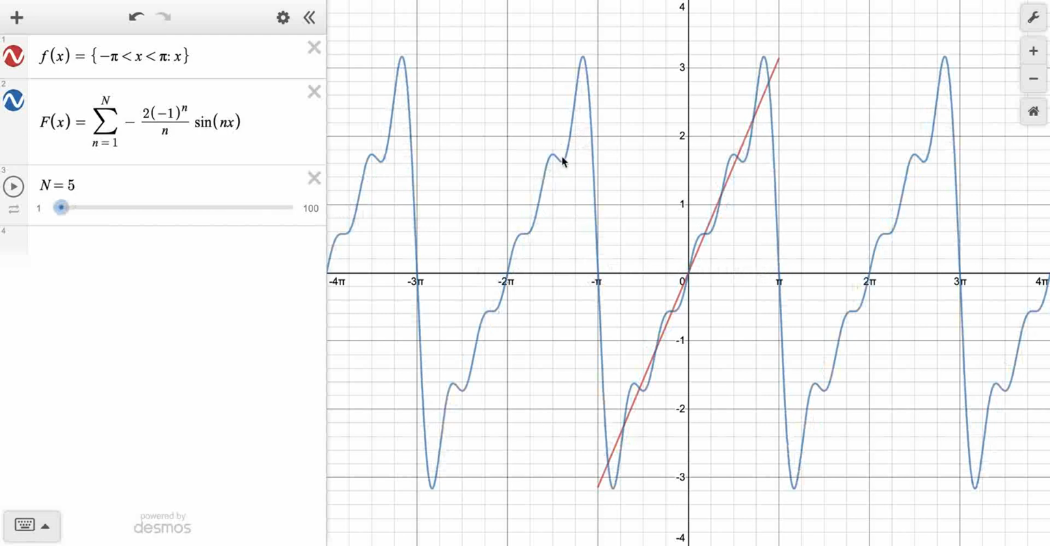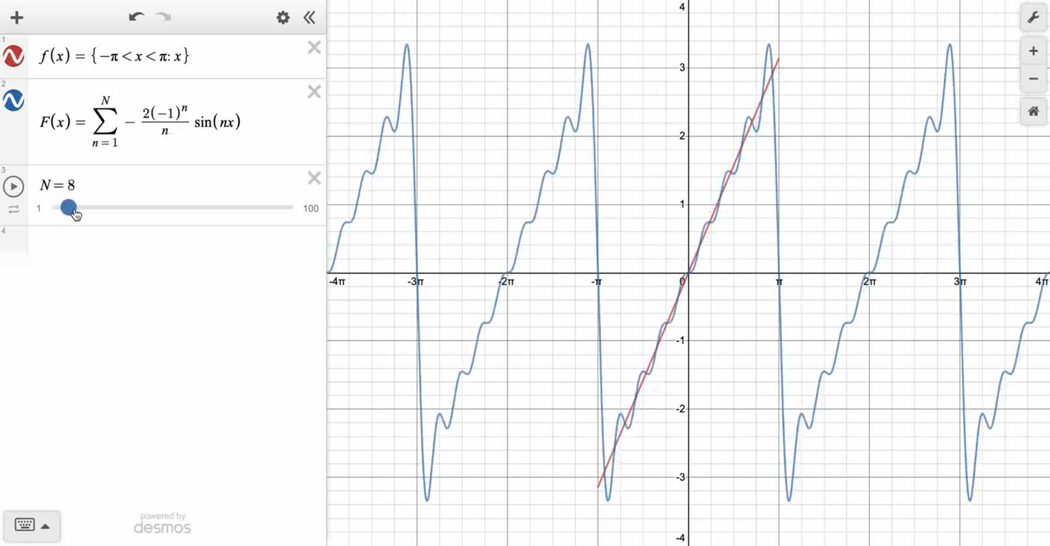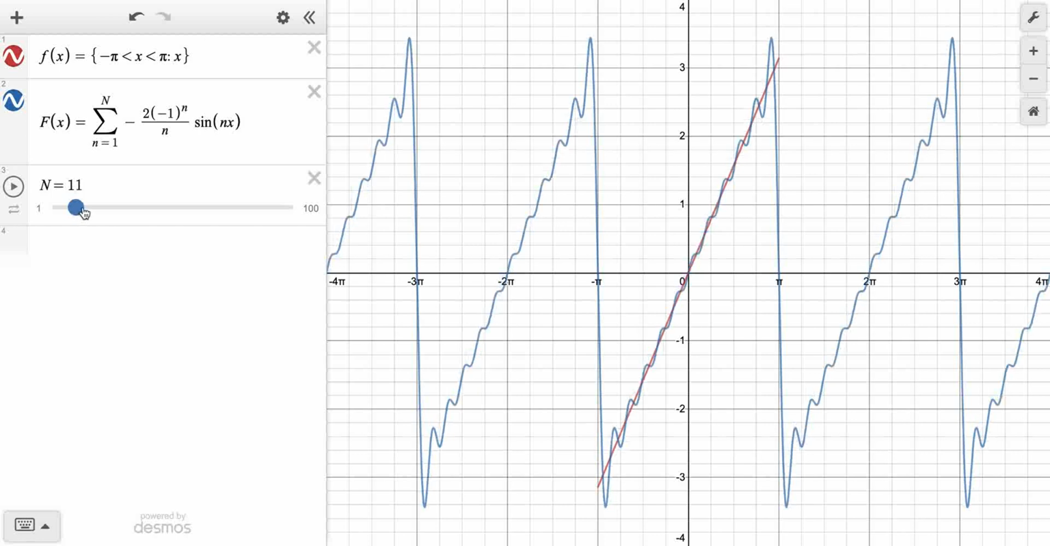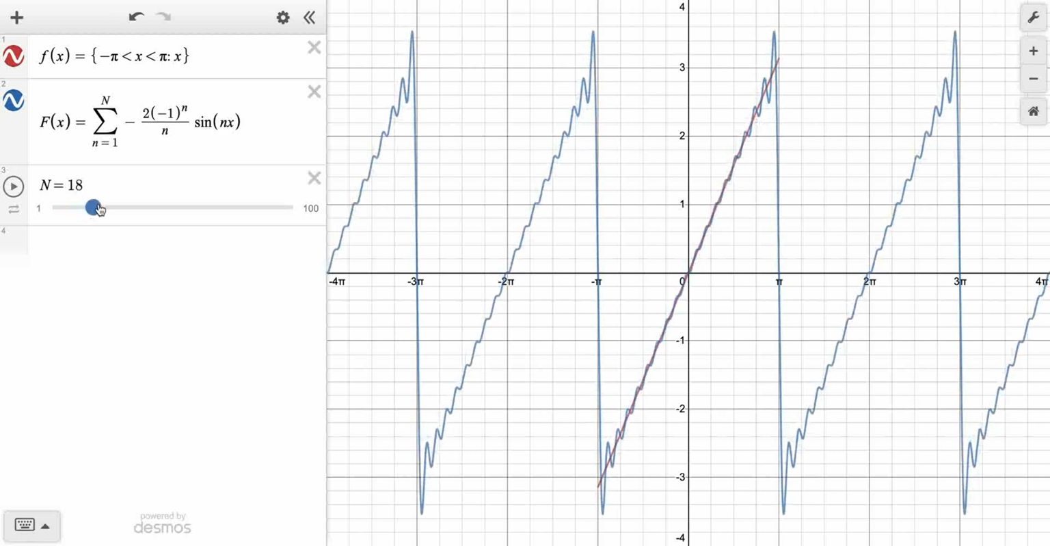Look only now at minus pi and pi. Don't worry about things that are outside minus pi and pi. But it seems that my function is oscillating near the red graph, and the red graph is my original function, f of x equals x. Let's go to n equal 10, and you can see the convergence. And then here, your function is getting closer and closer.